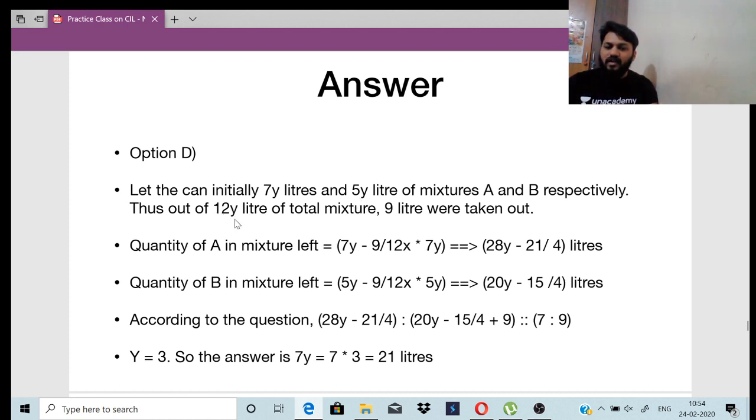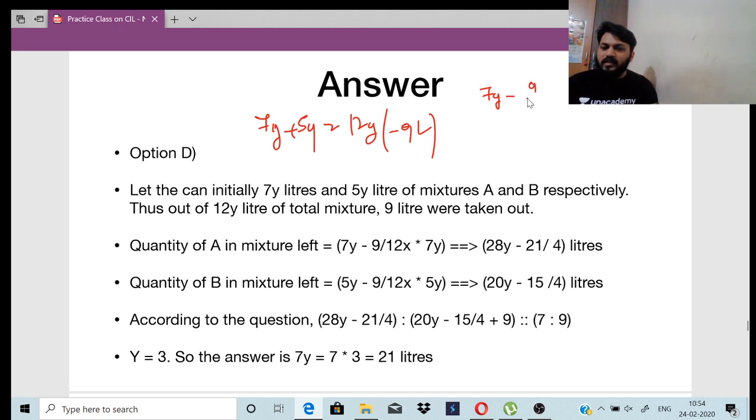Thus, out of 12y mixture, so it is 7y plus 5y, which is 12y. From 12y, I am taking out 9 liters. So what will be my equation?